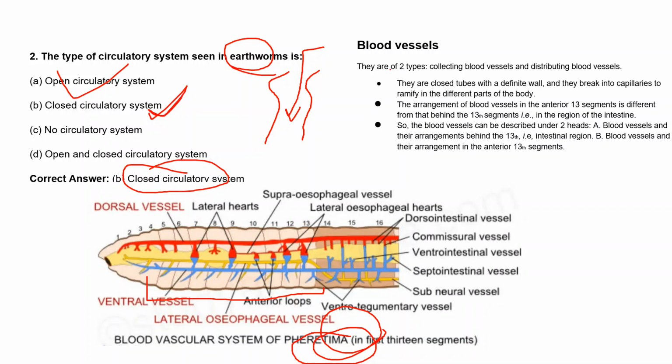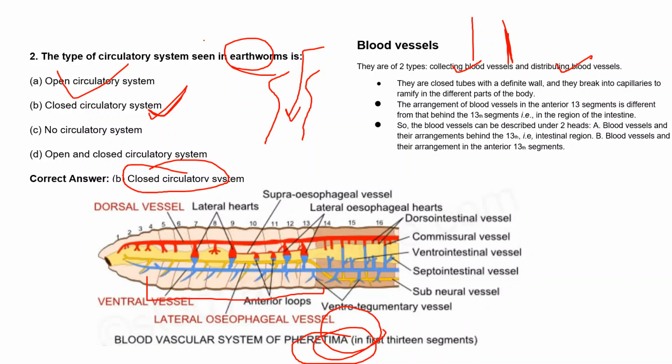And there are two types of vessels. One is the collecting blood vessels and one is the distributing blood vessels. They are closed tubes with a definite wall, and then they break into capillaries to ramify into the different parts of the body.